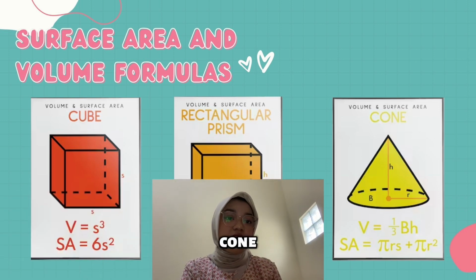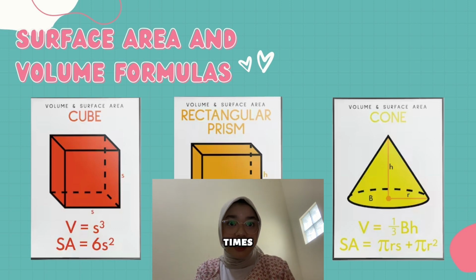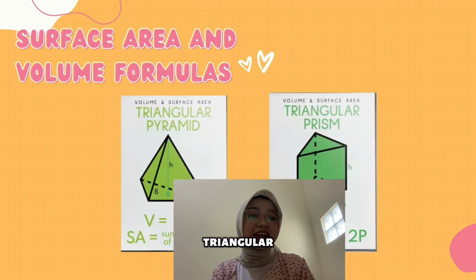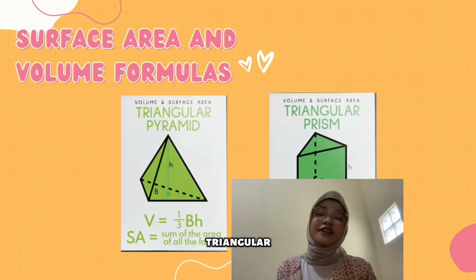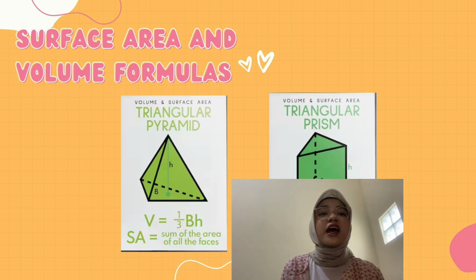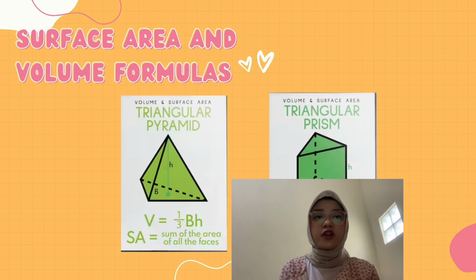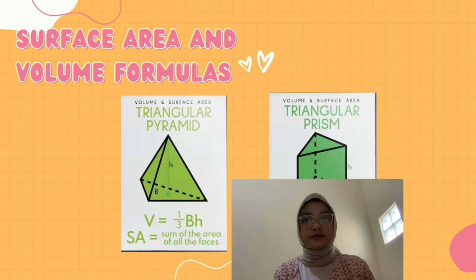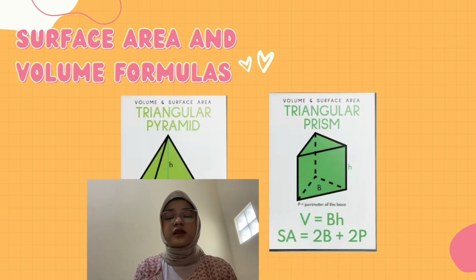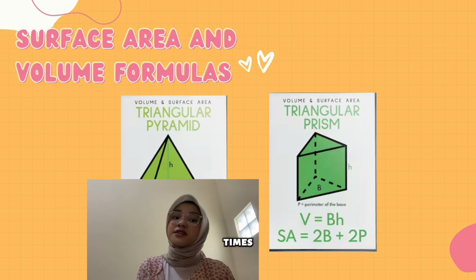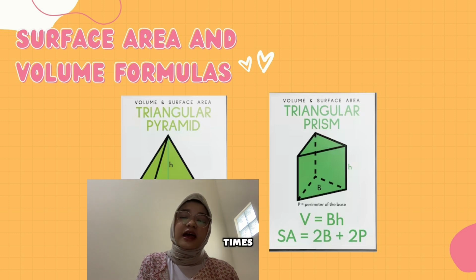Third, we have a cone. A cone has total surface area pi times radius times s plus pi times radius squared, and the volume is 1 divided by 3 times B times H. Next, the triangular pyramid has a total surface area that is the sum of the area of all the faces, and the volume is 1 divided by 3 times B times H. And then triangular prisms have a total surface area of 2 times B plus 2 times P, and the volume is B times H.